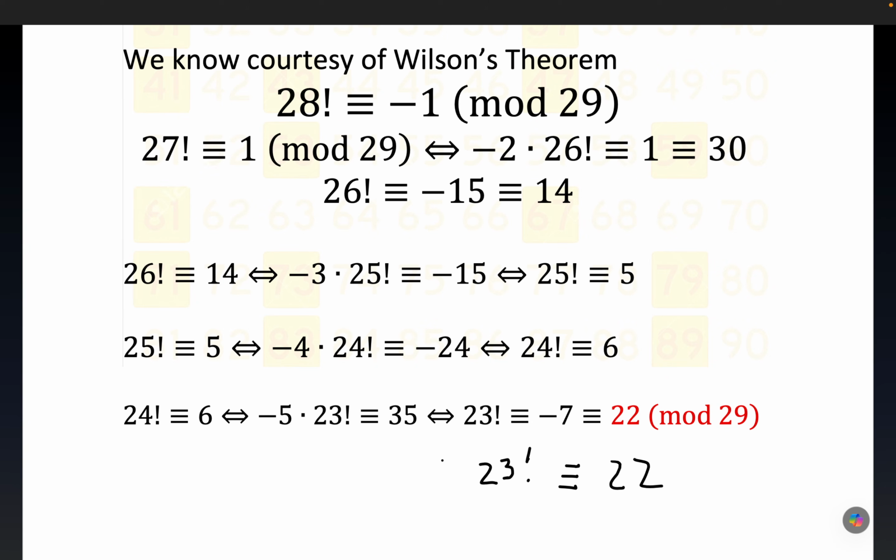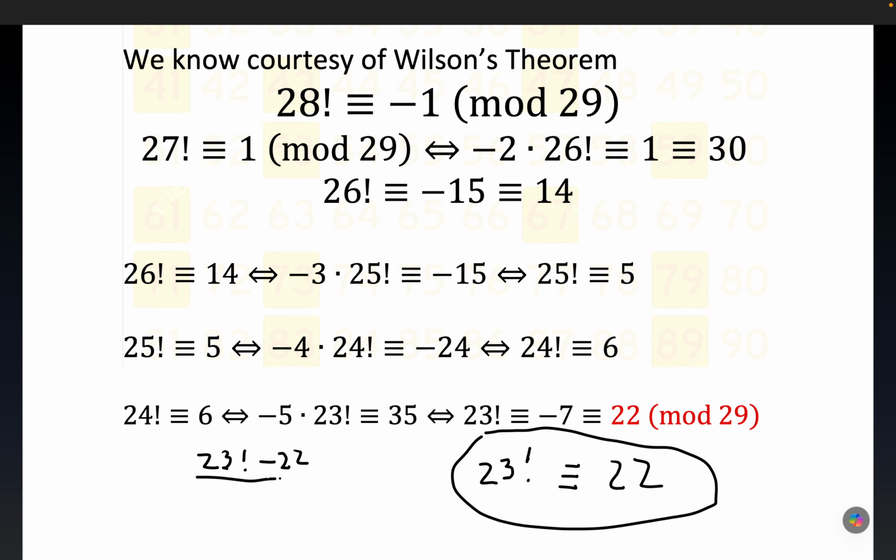So, folks, this does it. We're done. This 23 factorial is congruent to 22. That means that 23 factorial minus 22, just like what the thumbnail says, over 29 reduces to an integer. In other words, stating that a positive integer in particular is a member of the set of natural numbers.